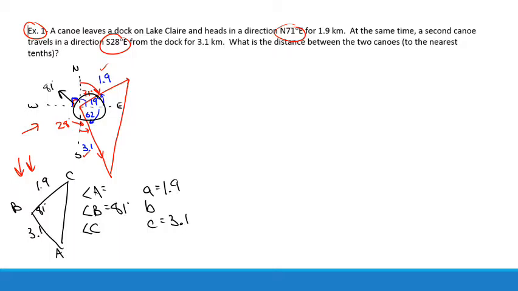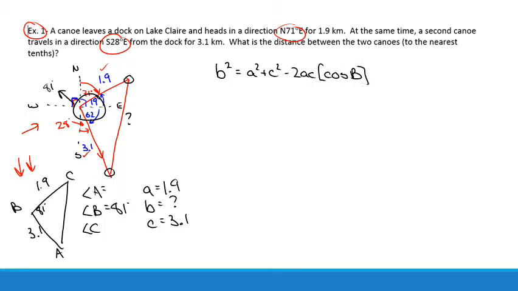Now, back into the question. I've noticed that I don't have a completed row, so I can't use sine law. That means I use cosine law. And reminder, we are looking for this. This was the first canoe up here. This is the second canoe down there. I want the distance between the two canoes. So that ends up being side B. So for cosine law, B squared equals A squared plus C squared minus 2AC times cos B.